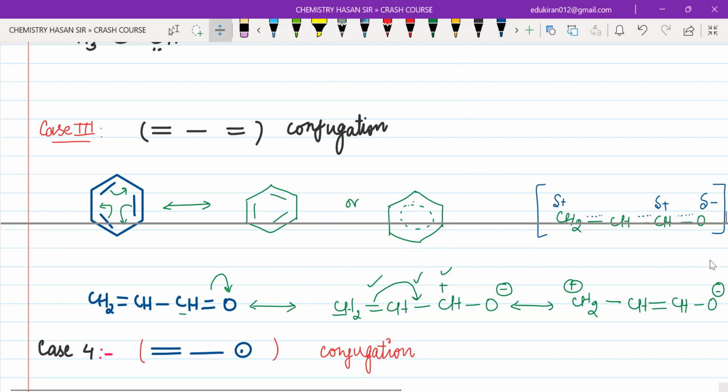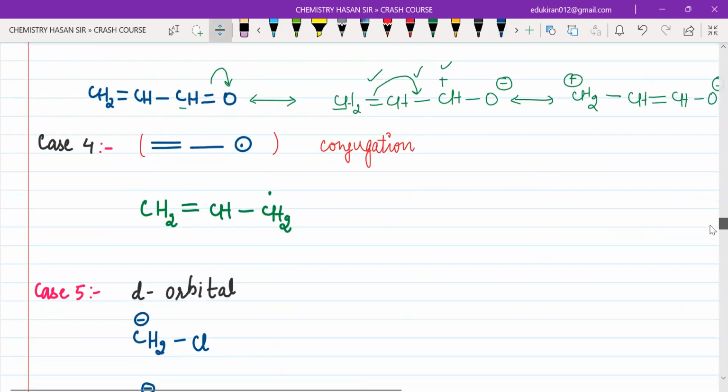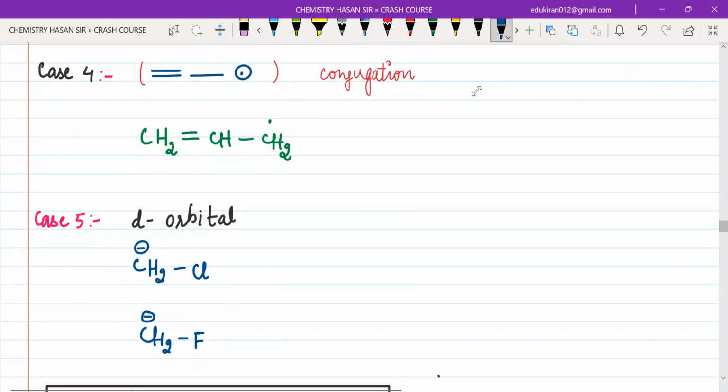Now the case 4 comes. You can see this is the case 4 in which pi, sigma, and free radical. Whenever free radical comes, you need to do the homolytic cleavage like this. And what you need to do, CH2, this will be free radical now, and there will be a free radical, and there was a free radical already, and there was a sigma bond. So this will make a bond with each other. So this is your resonating aspect. Is that clear?